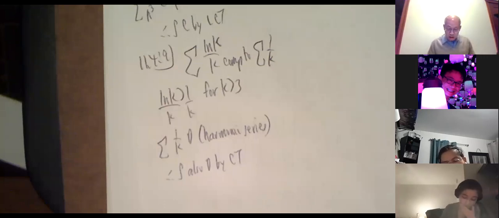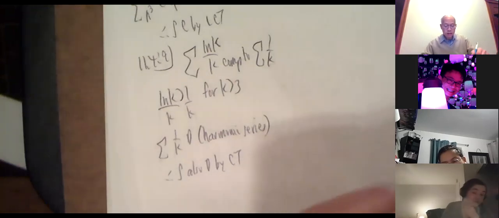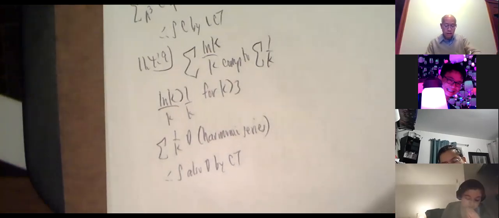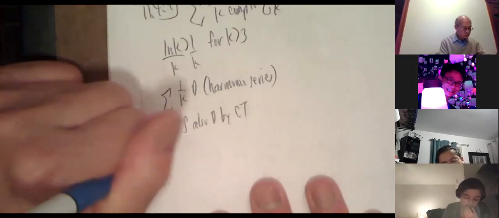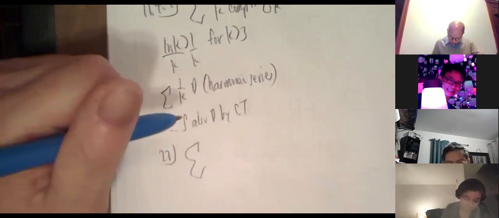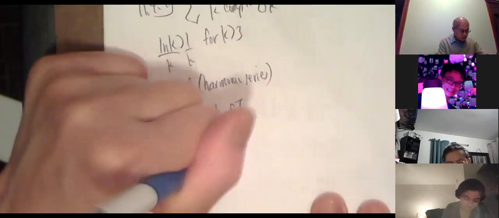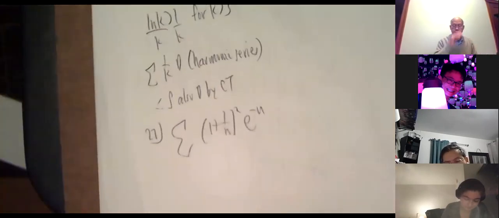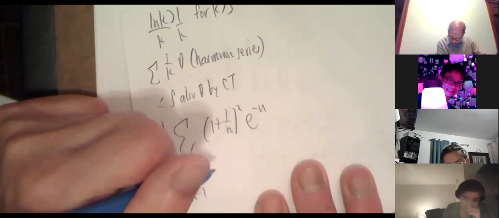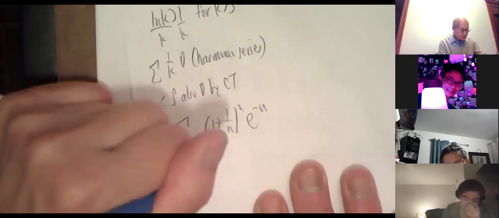Okay, and 27 was asked for. It's hard for me to keep track of what I got here. 11.4, 27, I think it is. The series is summation from 1 to infinity of 1 plus 1 over n squared over e to the n.